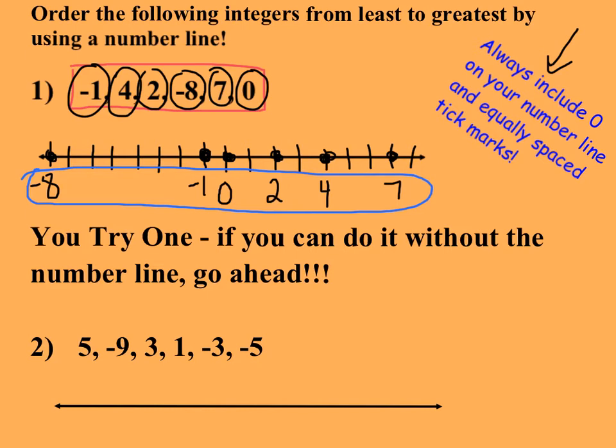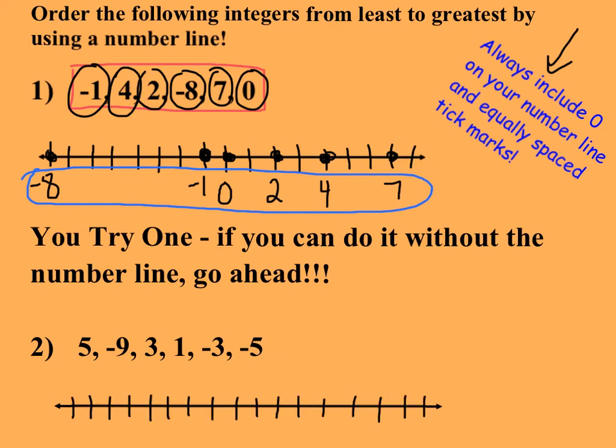Okay, now in your notes, you go ahead and try the next one. Draw a really nice number line, have your equally spaced tick marks, label your 0. Go ahead and plot all of the points so that they're listed from least to greatest. Pause the video and do that, and then press play again to check your answer.